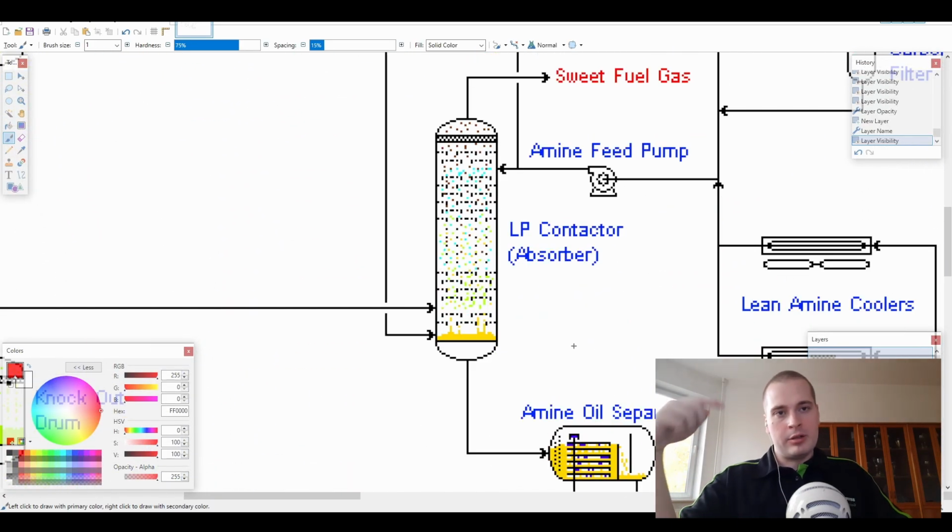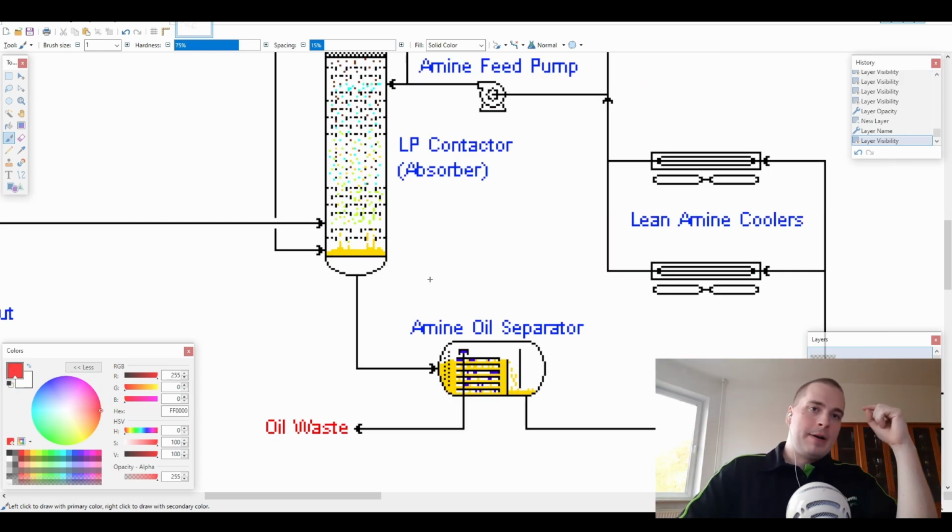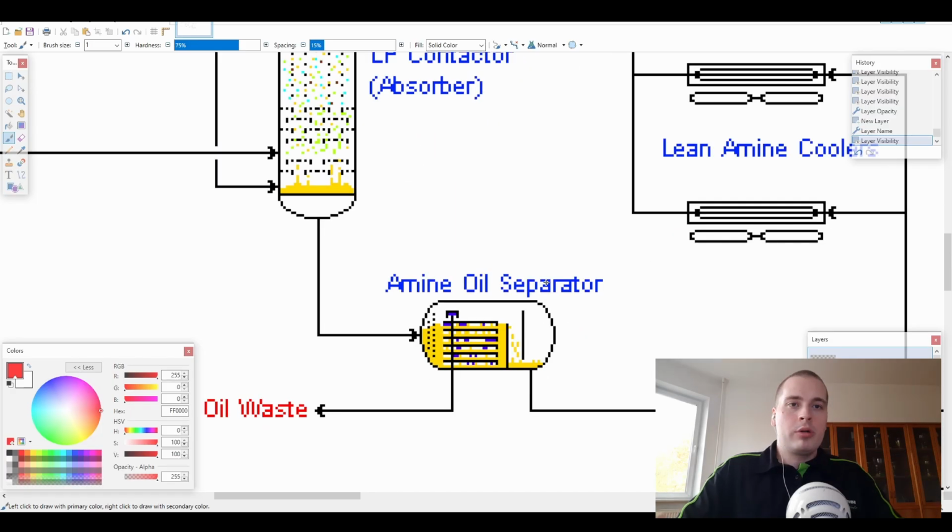It actually enters at the bottom of our low pressure contactor, where it mixes with the rich amine that's being produced in the low pressure contactor. From there, all the rich amine that has been collected goes into the Amine Oil Separator. The oil separator separates oil from our amine solution, because sometimes we get a little bit of oil droplets suspended in our amine solution that we would like to get rid of because they decrease the efficiency of everything.